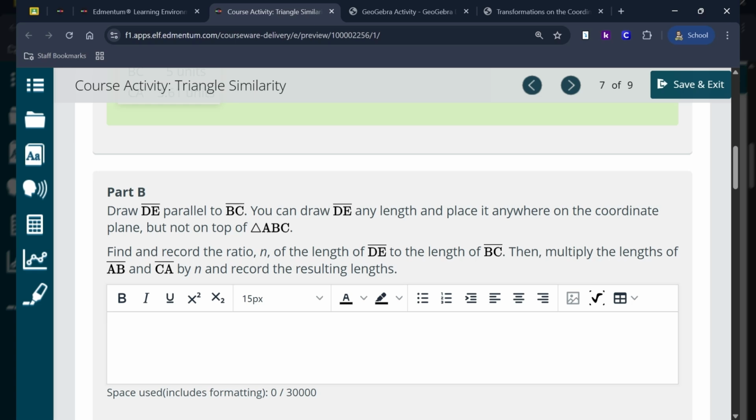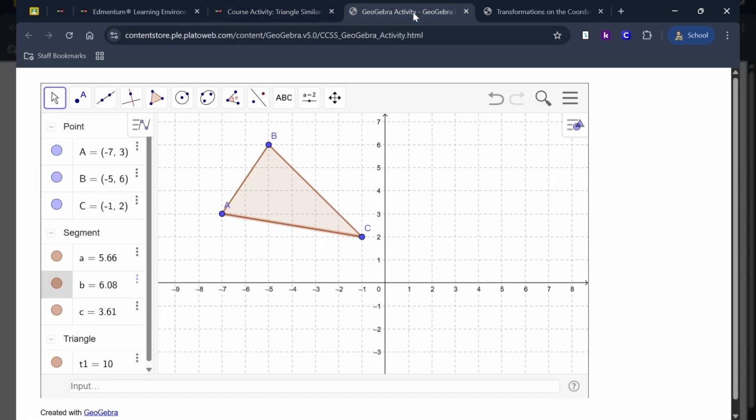All right, y'all. So now let's move on to part B where it says draw DE parallel to BC. You can draw DE any length, so it's a lot like the ones before it. So we're just going to go ahead and draw a segment DE parallel to BC. So BC is right here, and we want to draw a line segment parallel to that.